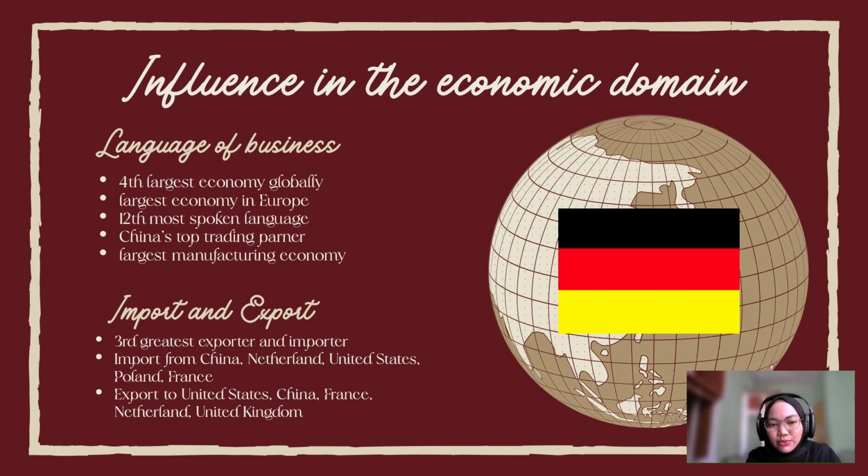So the situation is also basically the same with France because they are neighboring countries, right? So the first one, German is a language of business. Like I said, a language is associated with its country. So the German language is associated with the Germany country. So right now, Germany is the fourth largest economy globally, the largest economy in Europe, the 12th most spoken language, China's top trading partner, and largest manufacturing economy.